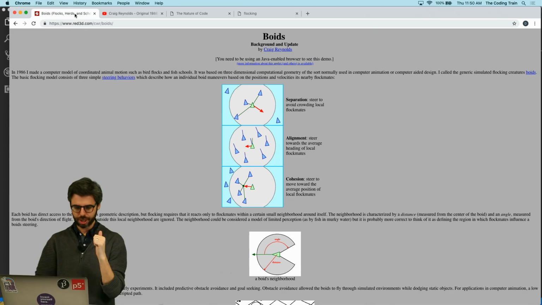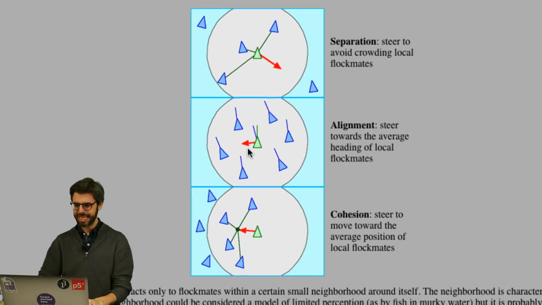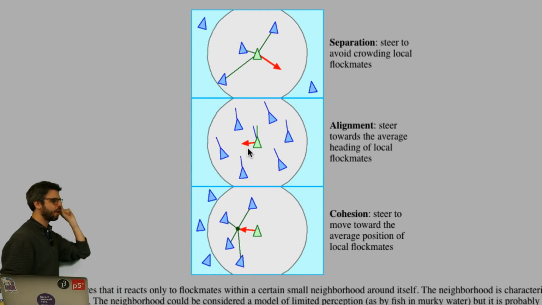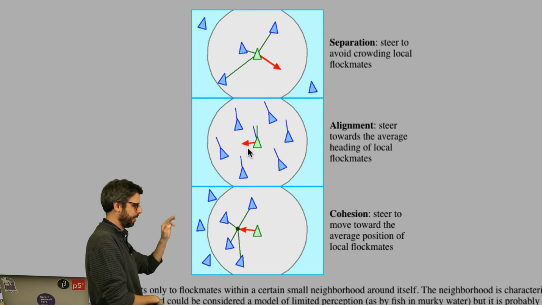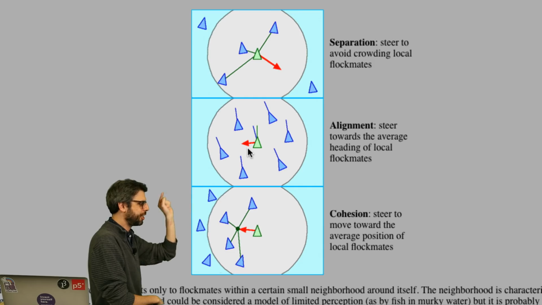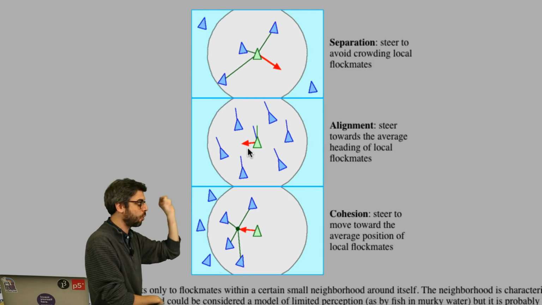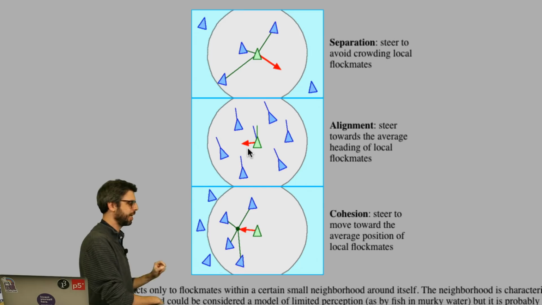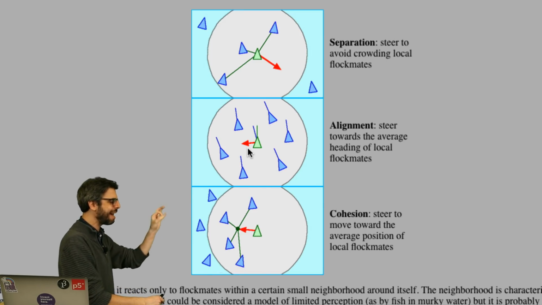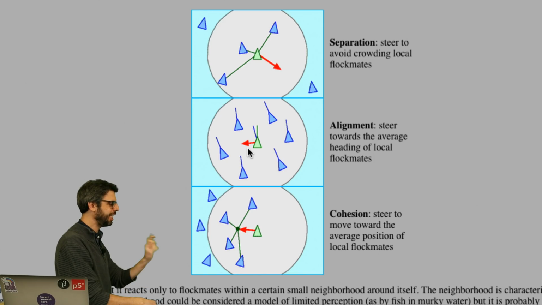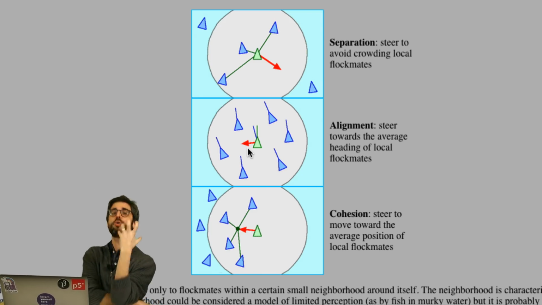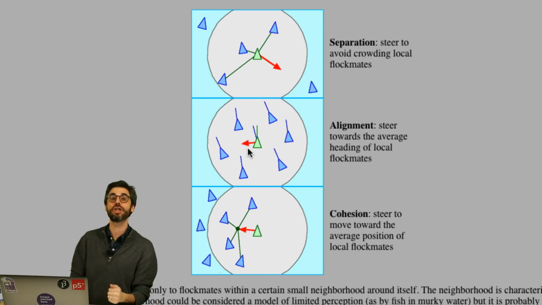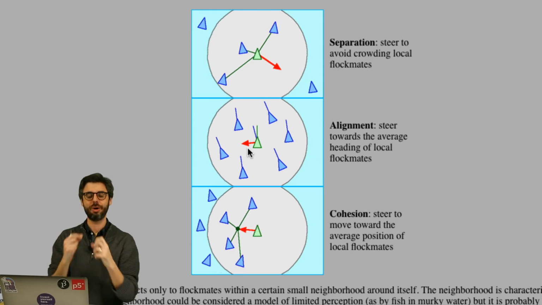Let's return to this paper here. This is the key behind Craig Reynolds' flocking algorithm. 3 rules. Separation. Steer to avoid crowding local flockmates. Alignment. Steer towards the average heading of local flockmates. Cohesion. Steer to move toward the average position of local flockmates. Something so crucial in that description is the word local. Local. Local. What does that mean?